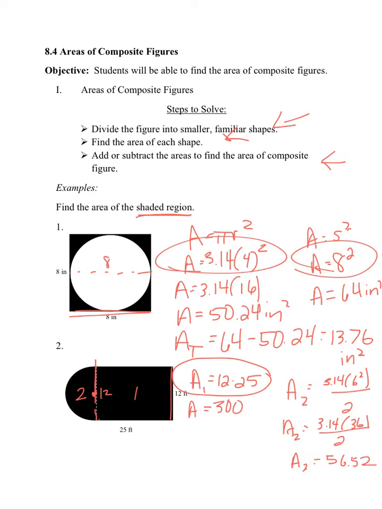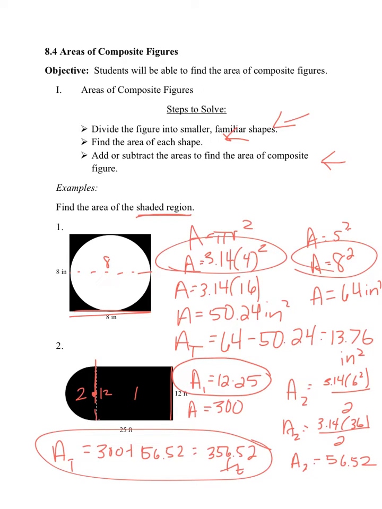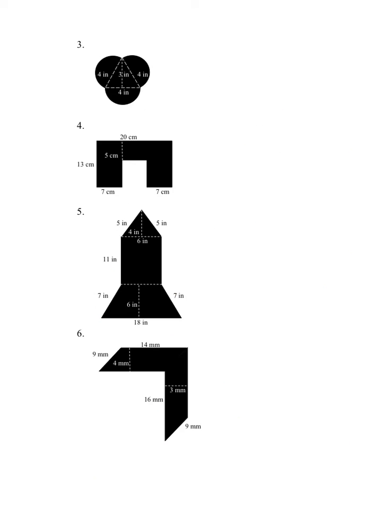And since I have to add this all together, I'm going to do area of my total is 300 plus 56.52, which is going to be 356.52, and then it is feet squared. So sometimes you have to find the area of both pieces or a couple pieces and subtract. Sometimes you have to add them together.